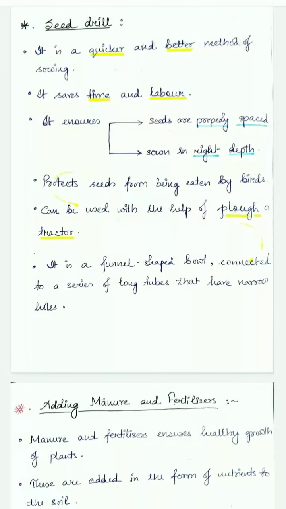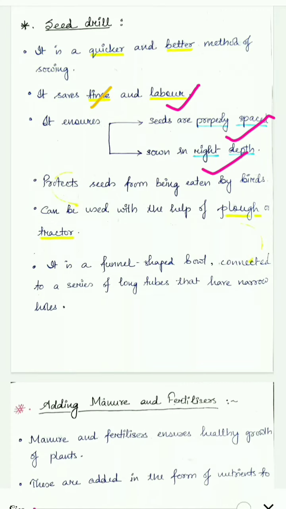What are the advantages? The first one is, it saves time. Okay, have you seen the picture? The first advantage is that it saves time, and the second is that it saves labor. The third point is that it ensures that seeds are properly spaced and sown at the right depth. So what does all of this mean?